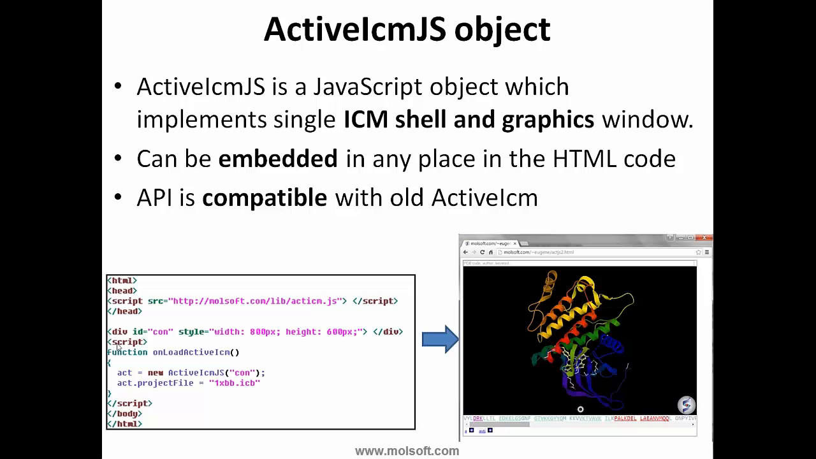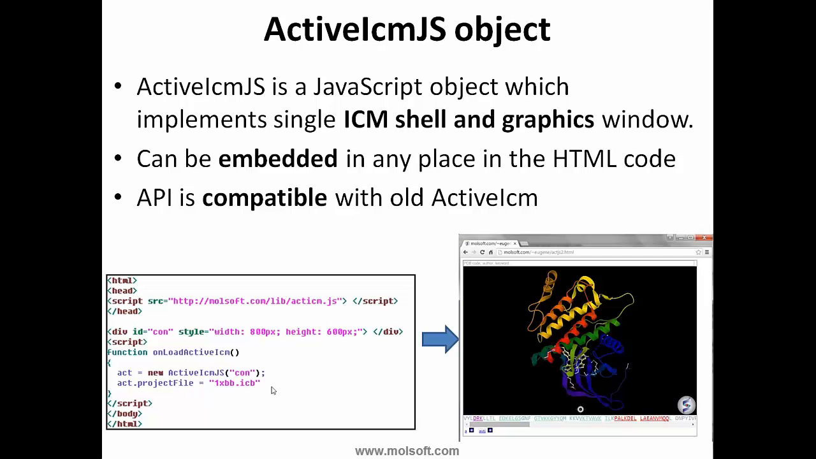Then you have a standard div element, which is a container where you want to put your object. It can be anywhere in your page, so you need just some parent HTML container. And next, there is a callback function. Because the JavaScript library is quite big, it loads asynchronously, so you need to have a callback when the library is loaded. The default name for the callback is onloadActiveICM, where you can just create your ActiveICM object, providing the name of the parent container, and then you just specify the project.